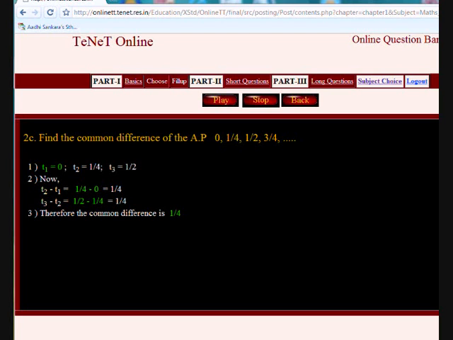Now let us find the difference between the terms. T2 minus T1 equal to 1 by 4 minus 0 equal to 1 by 4. T3 minus T2 equal to half minus 1 by 4 equal to 1 by 4. We can see that T2 minus T1 equal to T3 minus T2, and so on. Therefore the common difference is 1 by 4.